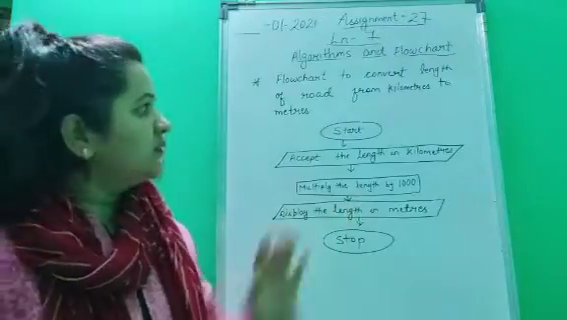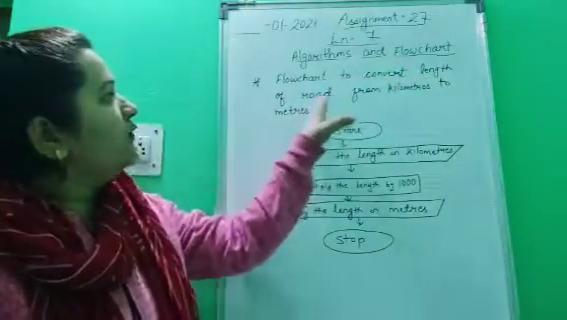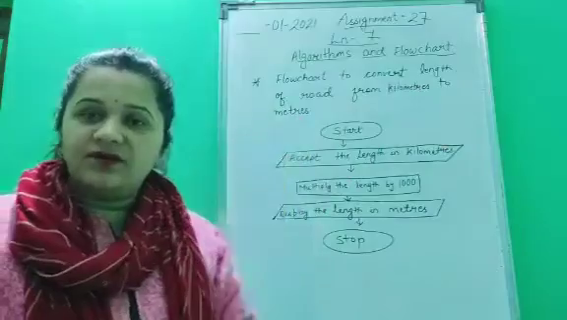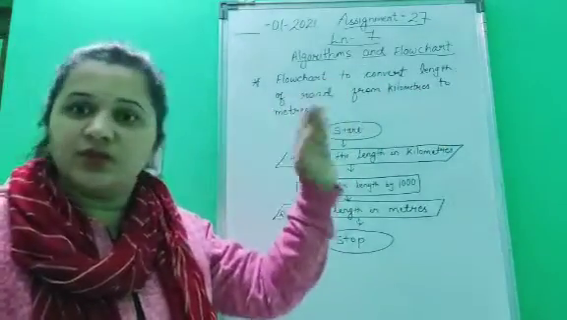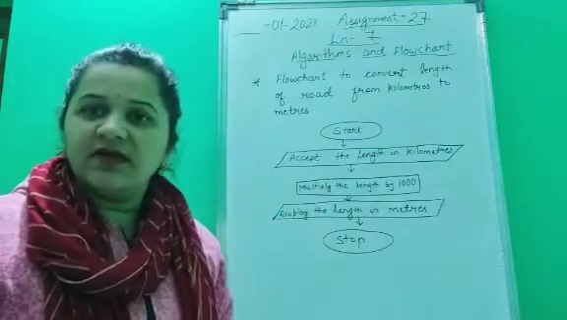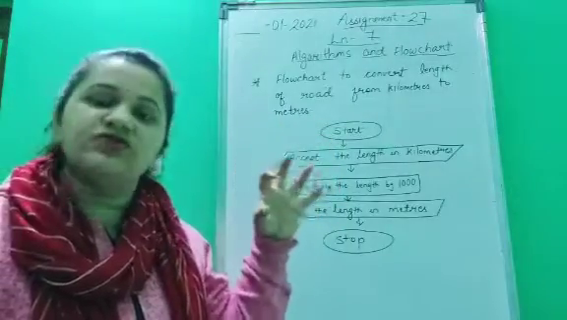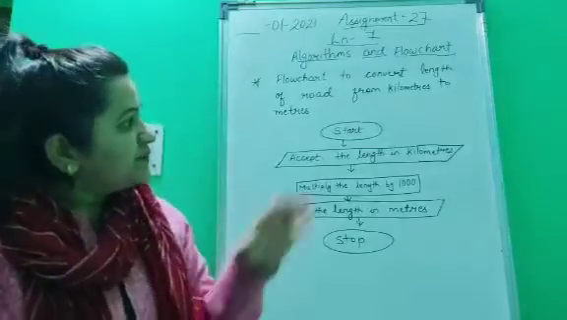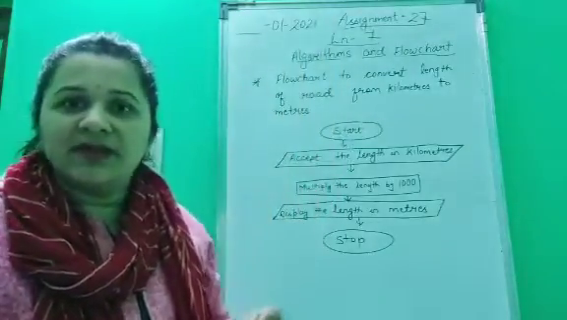So children, here I've given you an example. Flowchart to convert length of road from kilometers to meters. Here what you have to do, you have to take the value in kilometers, and then you have to convert that value into meters, okay. As you have done these questions in maths also, this is a mathematical question in which you have to use your logic. Now how will you use it? First you will write down the algorithm for this. What would be that algorithm?